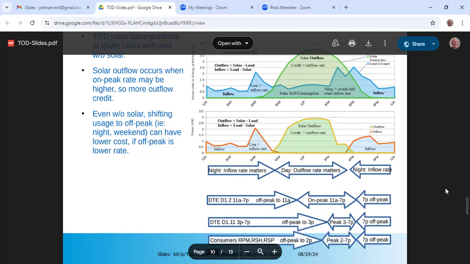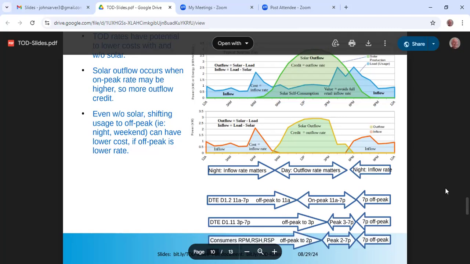If you chose the DTE default rate, this is what everybody gets switched to if you don't say anything. If you were on the flat rate before, you're on the D1.11, 3 to 7 p.m. rate. So the peak time starts at 3 p.m.